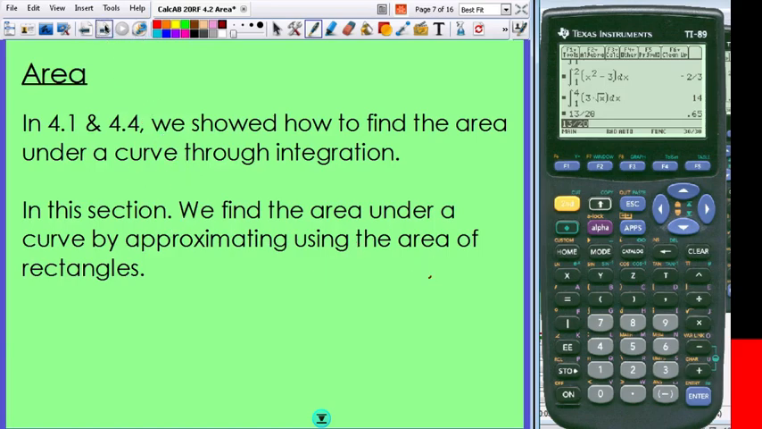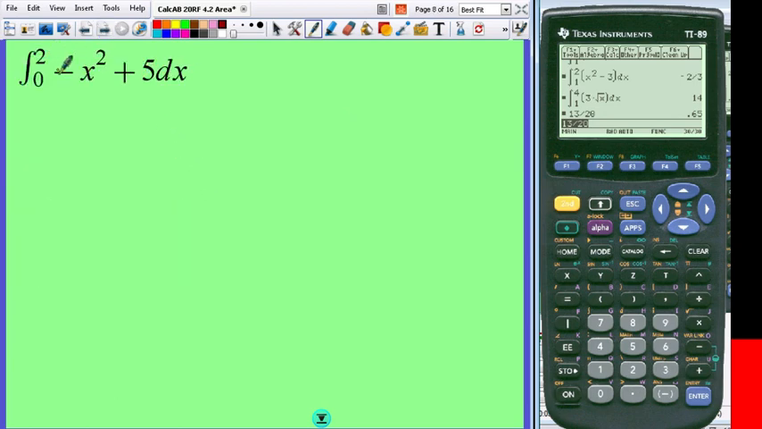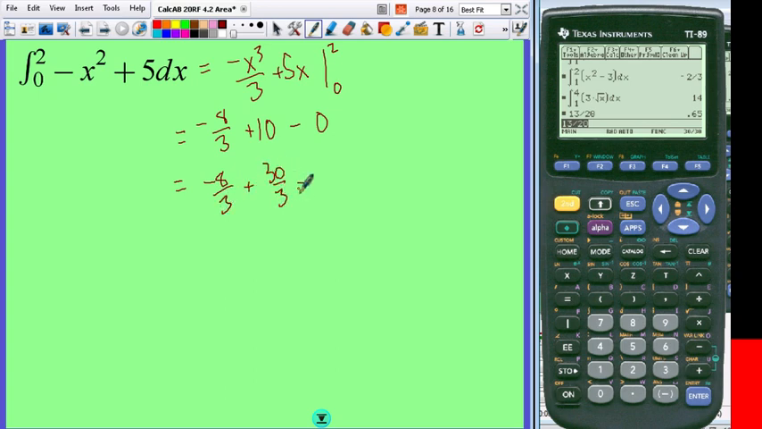So let's show you how this works. So let's take this example. I'm taking the integral of negative x squared plus 5 from 0 to 2, and we did this in 4.4, it would have been negative x cubed over 3 plus 5x from 0 to 2. And so you'd plug in 2, you get negative 2 cubed, which would be negative 8 thirds, plus 10, and minus 0, because 0 plugged in, both of those would be 0. So if I want to convert that, I get negative 8 thirds plus 30 thirds, which would be 22 thirds, right? So that would be my answer for this one.